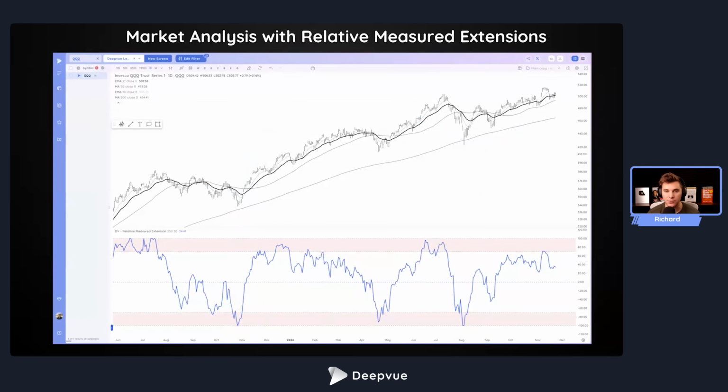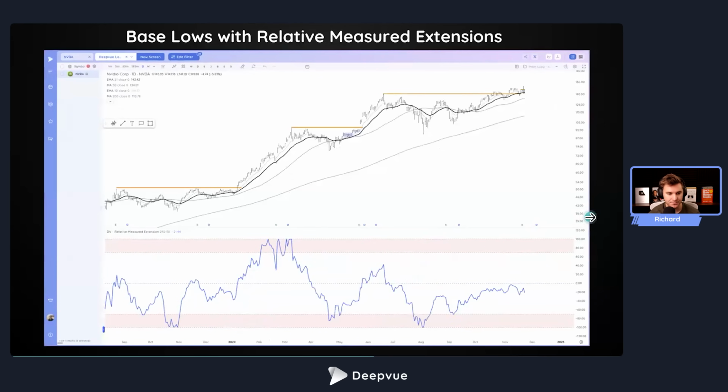I want to be ahead of the curve and really know what leaders I want to buy, breaking down the bases if we do start a new uptrend. So this can put you ahead of most of the competition.